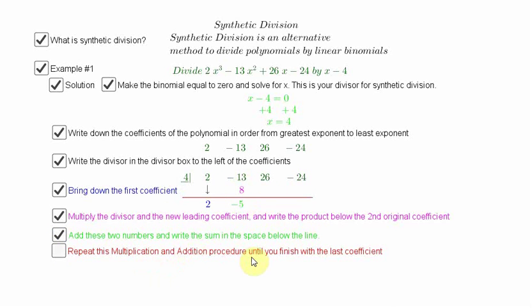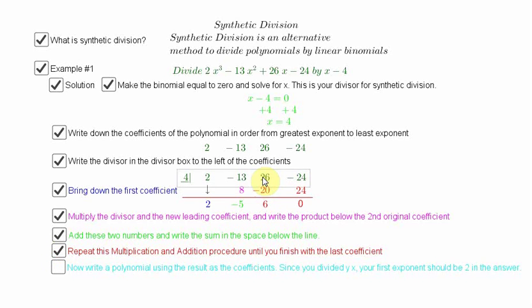Now we repeat this multiplication and addition procedure until you finish with the last coefficient, or in this case a constant. 4 times 2 equals 8. That was the previous step. We repeat 4 times negative 5 equals negative 20. And we write it right below the 26. And again we repeat the addition. Right? 26 plus negative 20 is equal to 6. And 4 times 6 equals 24. And negative 24 plus 24 is equal to 0.